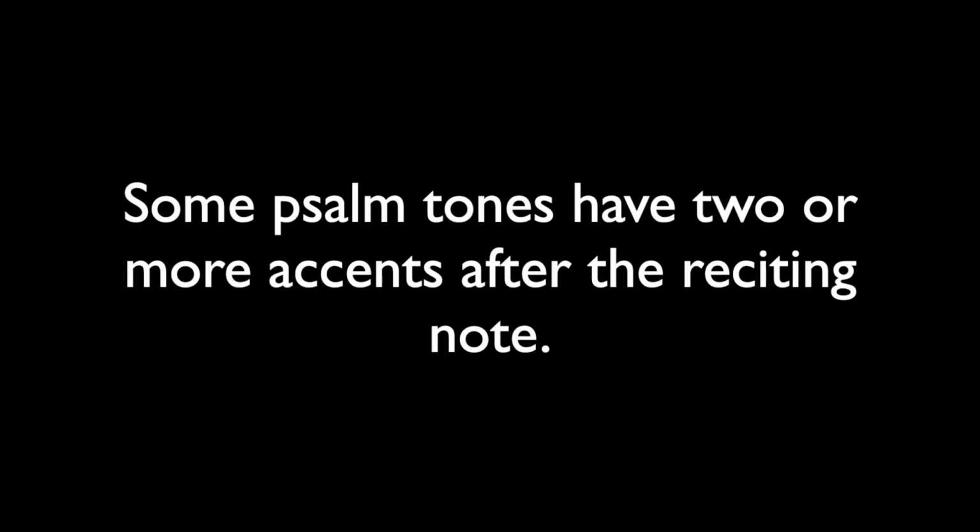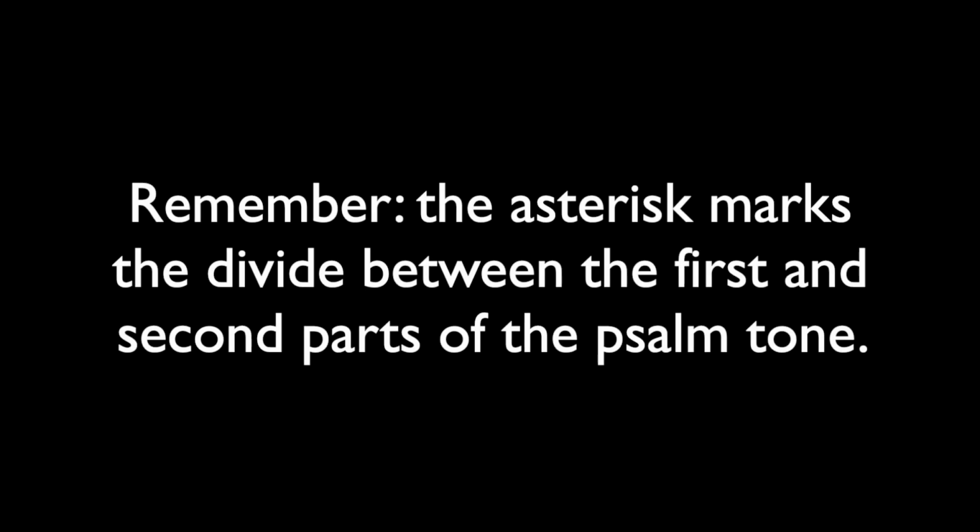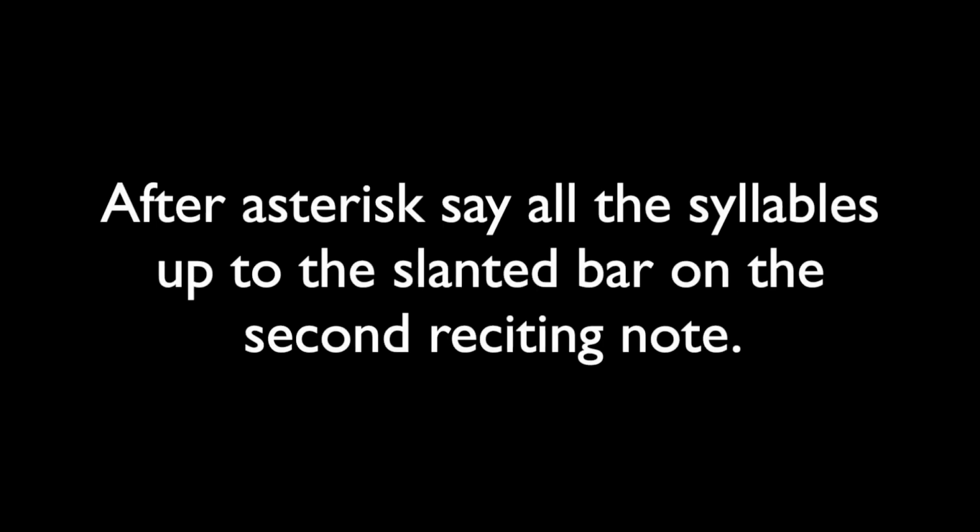Note that in some psalm tones there are two or more accent marks after the first reciting note. This should be no problem. Just keep in mind the principles described above and apply them twice. We then come to the asterisk, which, as indicated in the first video, marks the divide between the first and second part of the psalm tone, not a place to break when reading responsively.